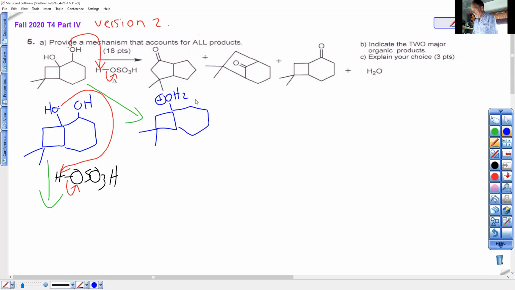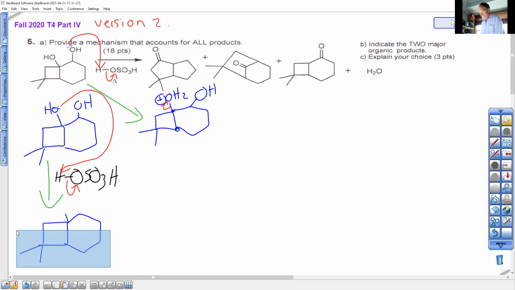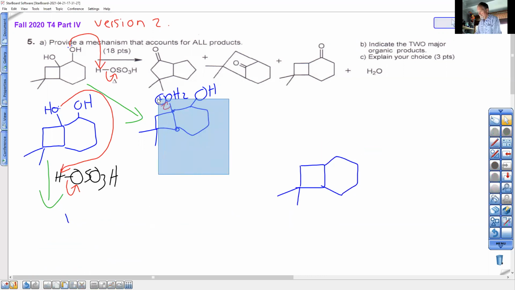Cyclohexane here. OH there. Bit of a mess there, no problem. Bit of a mess here, no problem. Water leaves. Same story down here, generate an oxonium. Oxonium here this time. What's my quickest workaround here? That's the product I get.